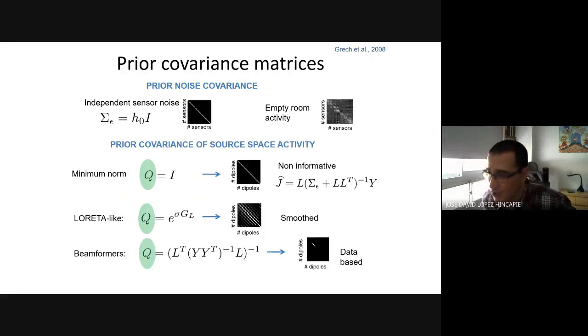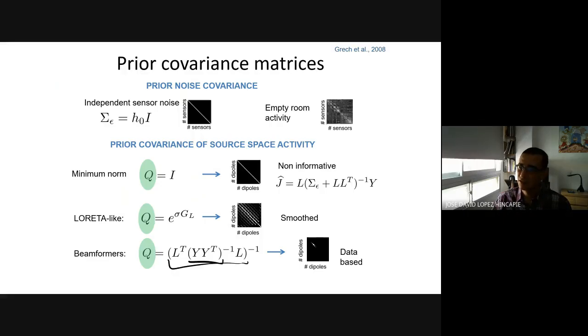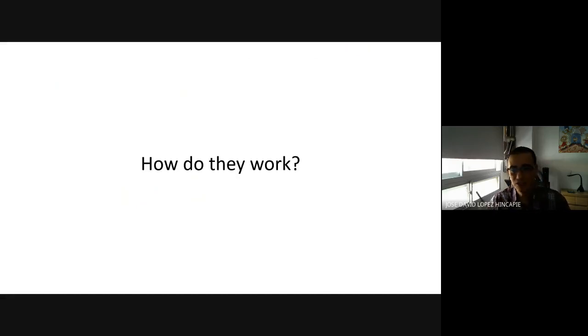Then some other more informative algorithms came. It's beamformers, for example. The difference between Loreta and beamformers is that Loreta comes from a mathematical prior, and beamformers come from data prior. What beamformers do is that they take the data and propagate it through the brain to see what is going on. And it will tell you, okay, this is the region of the brain that is active, or that a priori I think that it's active. That's what beamformers do.